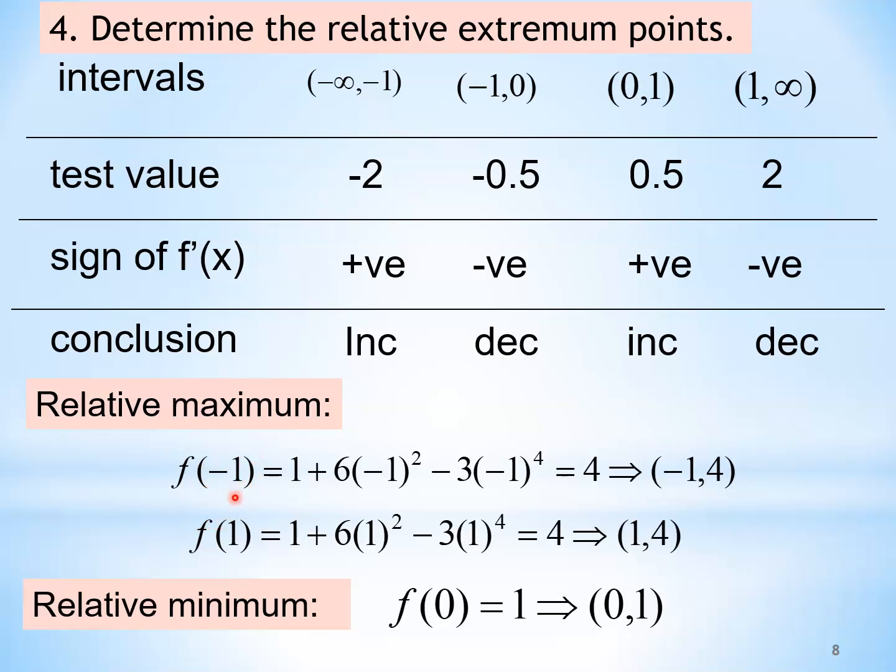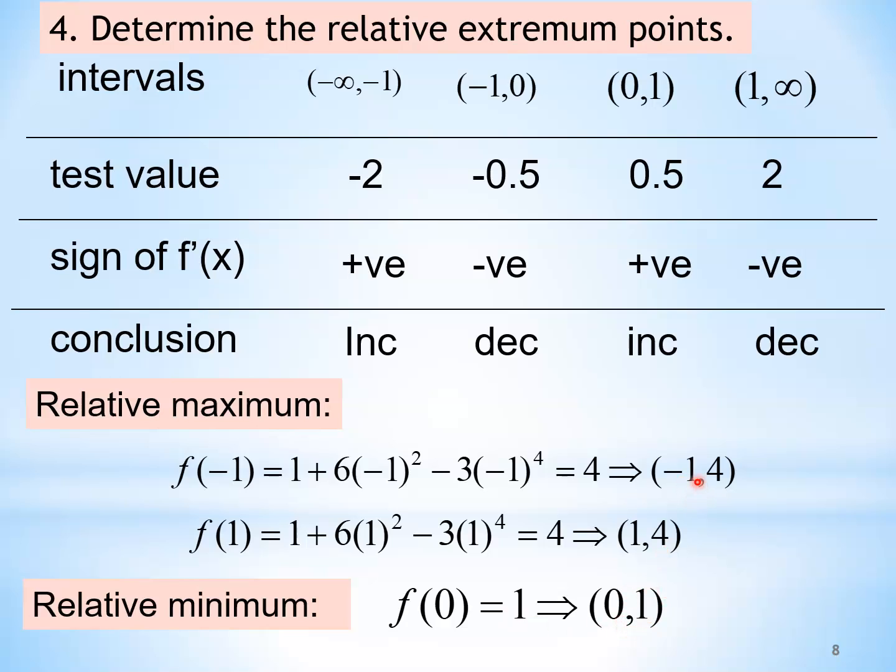The first one is x equal to negative 1. Substitute it into the function, then you get 4. The y value is 4. So now you have one point over here. Then for the second one, you substitute x equal to 1 into the function, then you get 4. So you get another point, 1, 4. Now you have 2 points, and those are the relative maximum. The relative minimum is when your x value equals 0, your y equals 1. So this is another point.